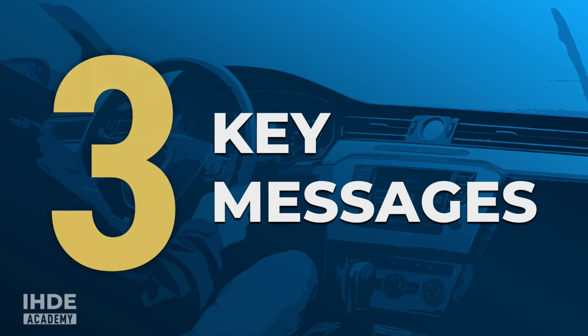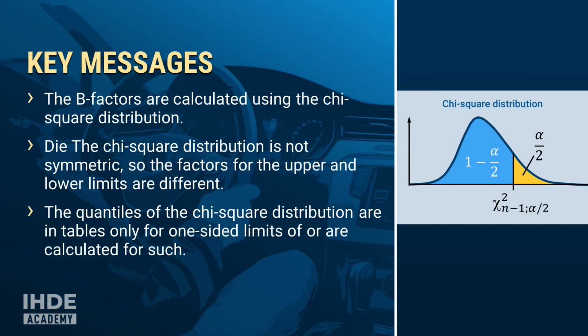Well, that was only one chapter, but possibly a lot of new information. Therefore, I would like to conclude by repeating the 3 most important key messages. The b-factors are calculated using the chi-square distribution. The chi-square distribution is asymmetrical, so the factors for the upper and lower limits are different. The quantiles of the chi-square distribution in tables are only for one-sided limits, or are calculated for such.